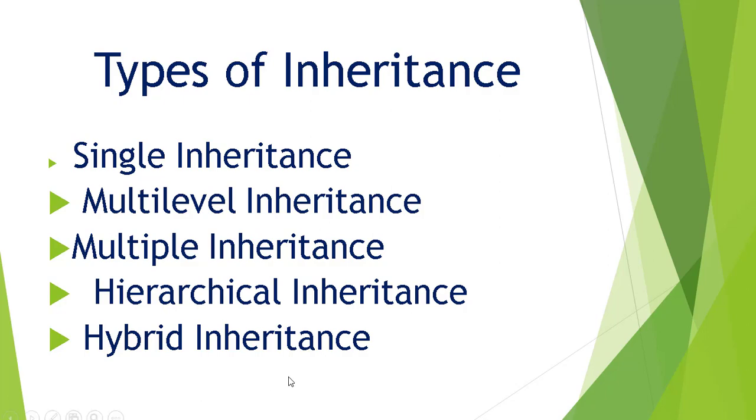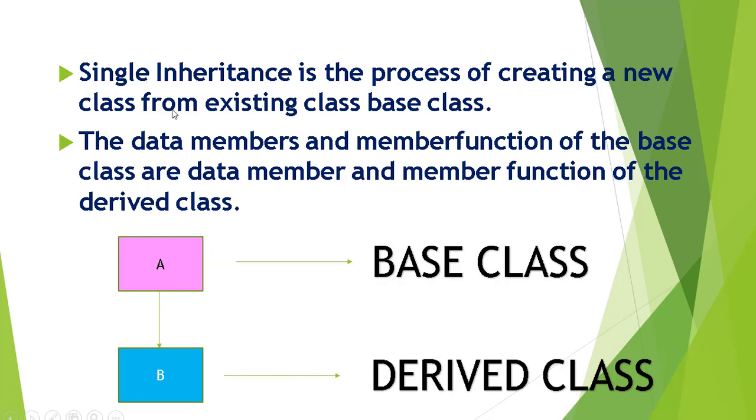Single level inheritance, or single inheritance, is a process of creating a new class from an existing class. That is, from the base class we are deriving a class, that is the derived class. The data members and member functions of the base class become the data members and member functions of the derived class also.